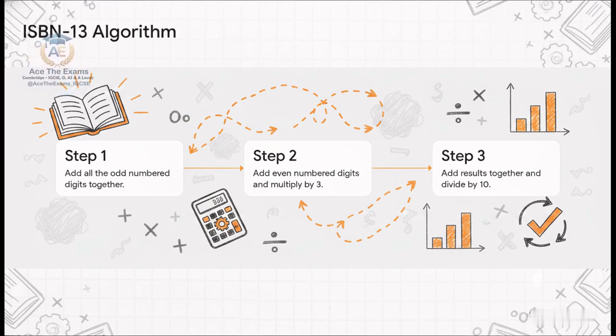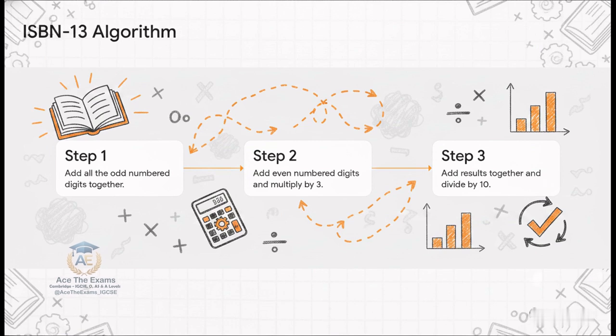Question 3B, the ISBN 13 check-digit calculation, gives you a massive 13-digit number and asks you to verify the check digit. Now, the untrained student looks at that wall of numbers and completely panics, but the master tactician sees a strict, highly logical three-stage algorithm. Let's walk through it deliberately, step by step.